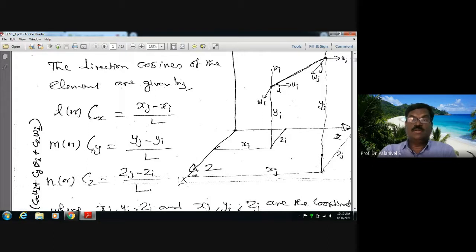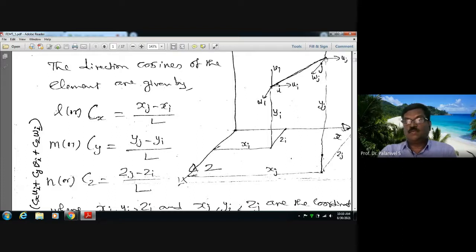It may be noted that some textbooks have used LMN to represent direction cosines. Most probably you will be comfortable with LMN. Later you can change that to LMN. Now you will proceed with Cx, Cy, Cz. What is Cx equal to? What is the projection of this member on x-axis? You project this member on x-axis, what is its length? Which is xj minus xi.